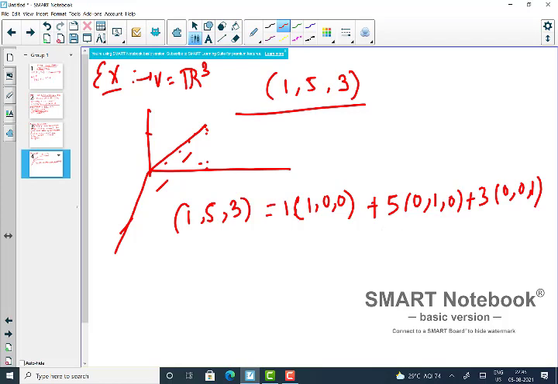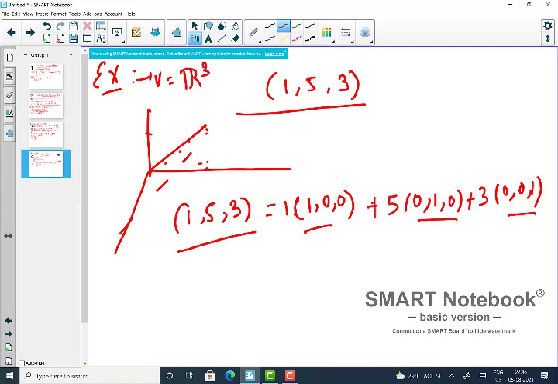Obviously, there may be other vectors which you can write as a combination of these, that is also possible. This is just an example of a linear combination of these three vectors.